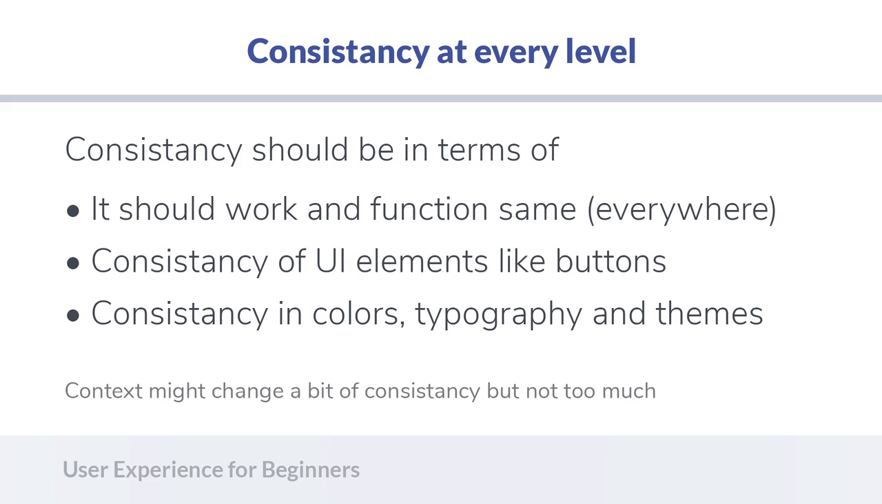Context of use of the app might be changed, but consistency should not change too much. So you can change, for example, if your app is a little bit different on iOS or iPhone, and it's a bit different on Android. They cannot be 100% similar in design because they are different operating systems or different mobile systems. So you can vary a little, but you cannot deviate a lot from it.